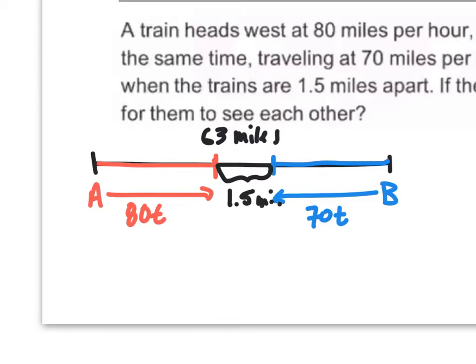Okay, so what we want to do, and they leave at the same time, is figure out how long it takes them both to travel 61.5 miles. And the reason I got that is because of taking 1.5 miles and subtracting it from 63. So let's do something here.